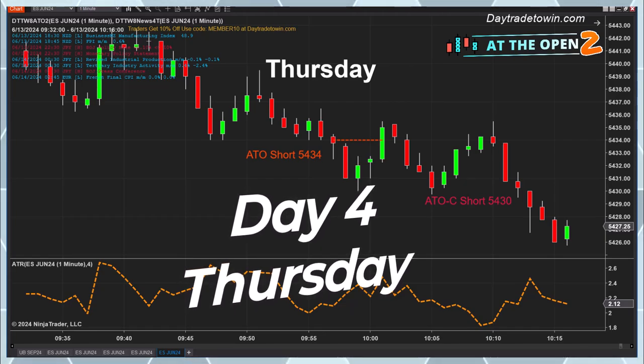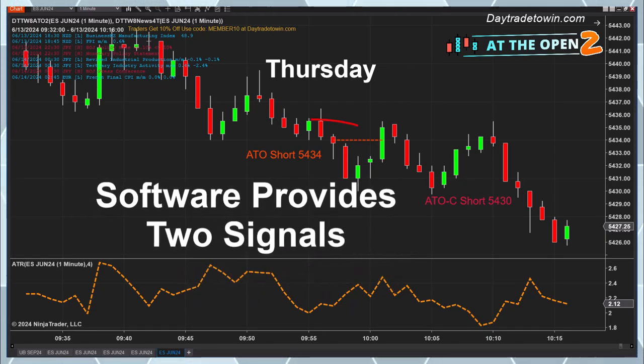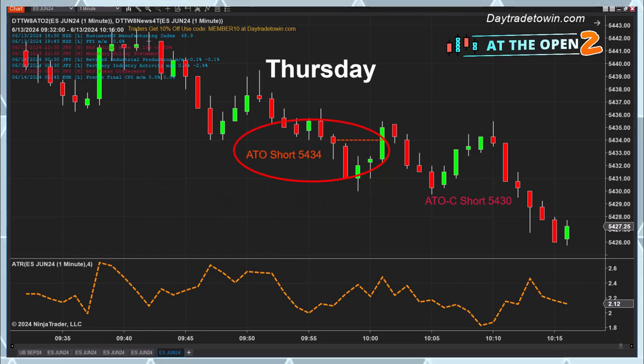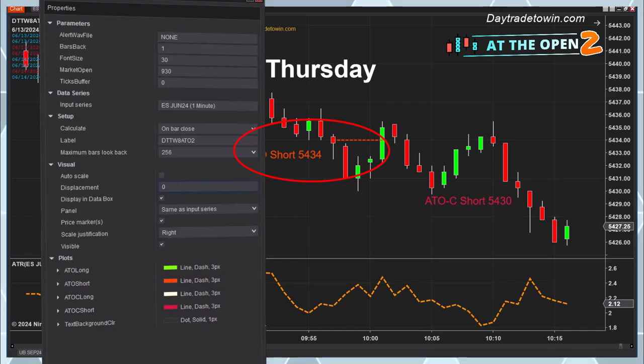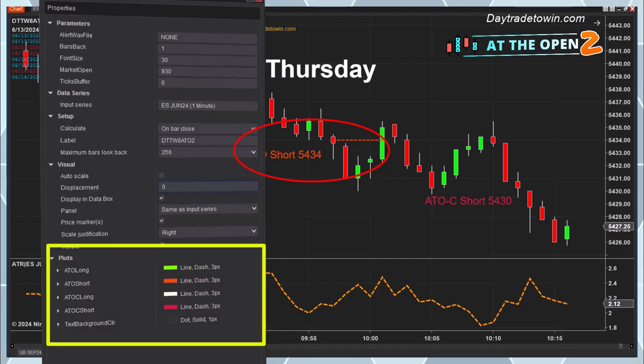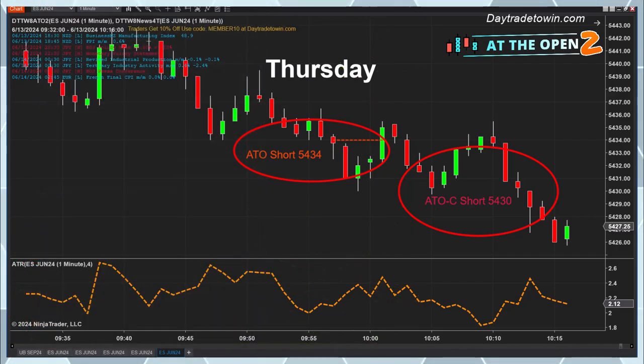Now this is a short position, and there's actually two short positions. So the At the Open 2 strategy gives you two specific signals. The first is the main signal called the ATO. The second is the ATO called chase the trade. Now the reason for this is sometimes the market runs away from you. And so we call it the chase the trade because we're actually going with the momentum in the same direction that the market may be moving, very strong, under higher volatility, or even during a news event.